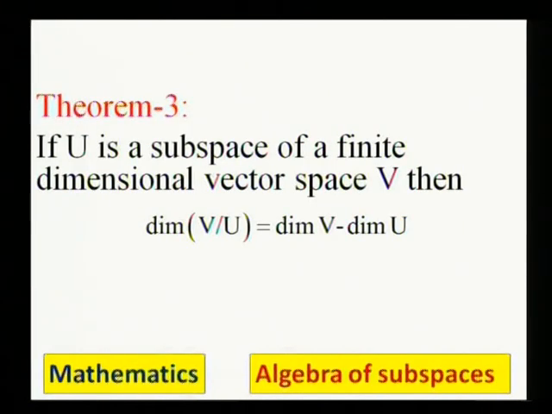Yes, if U is a subspace of a finite dimensional vector space V, then dimension of V upon U, the quotient space, is equal to dimension of V minus dimension of U, and this is called the quotient space of this.